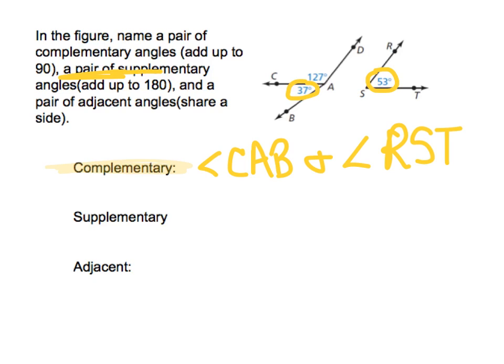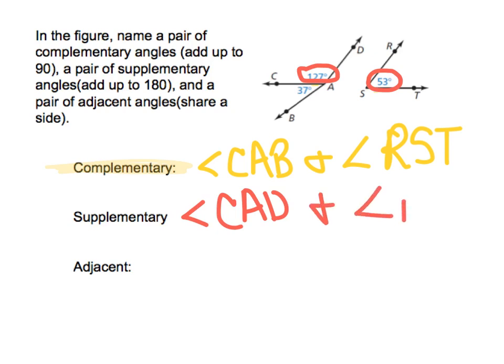Next, let's look at supplementary angles. Again, it's asking us to find a pair of supplementary angles. So let's look. We need two angles that add together to equal 180 degrees. So I have 127 here, and I have 53. Again, they're not adjacent to each other, but they add up to 180, which makes them supplementary. So our pair is going to be angle CAD and angle RST.